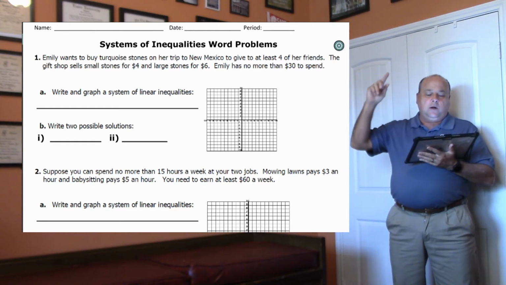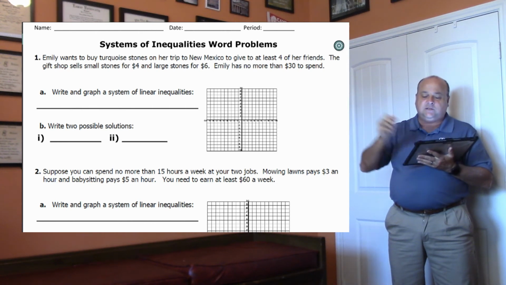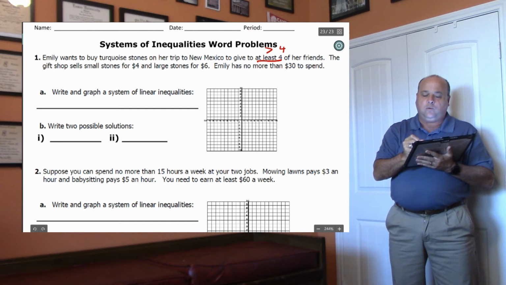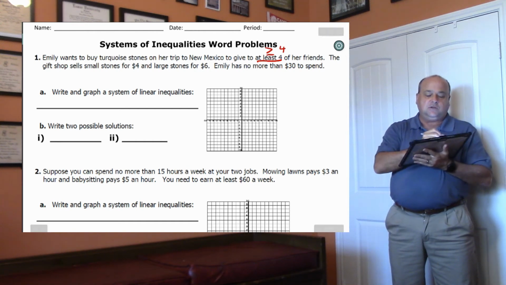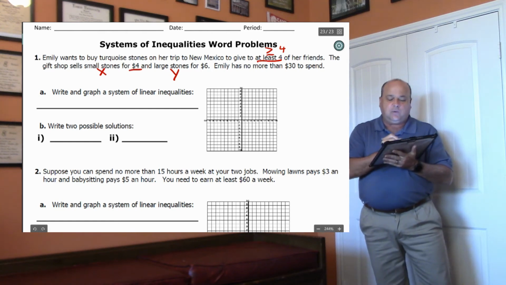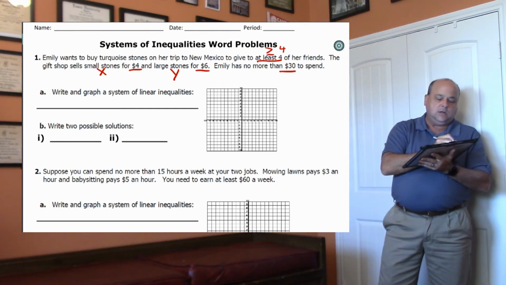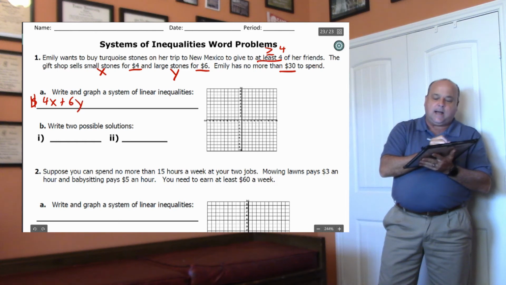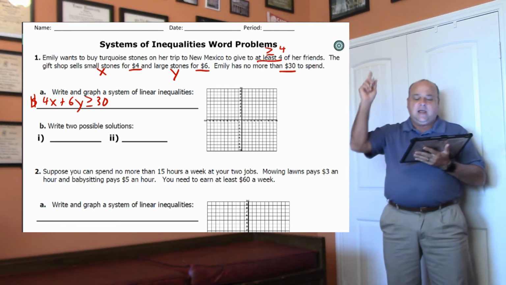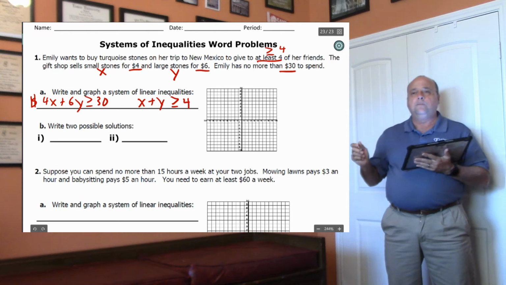Okay, so number 1, we want to buy turquoise stones on the trip to Mexico to give at least 4 of our friends. So that means we're going to have greater than or equal to 4. The gift shop sells small stones X and large stones Y. That's our X and Y. And this right here is our money. So remember, we're going to have a money equation and a total equation. The money equation is going to be 4x plus 6y greater than or equal to 30. Pretty simple stuff. And we know that we want x plus y greater than or equal to 4.